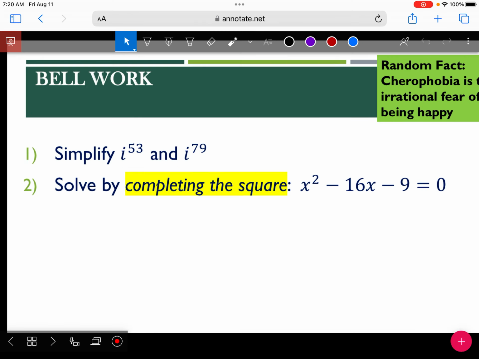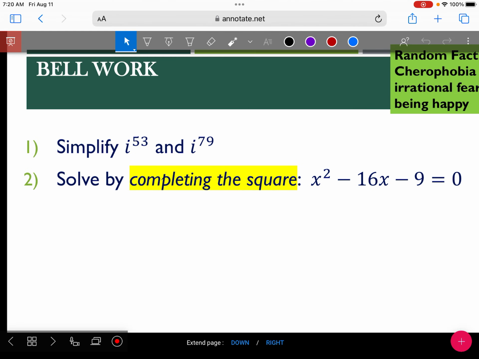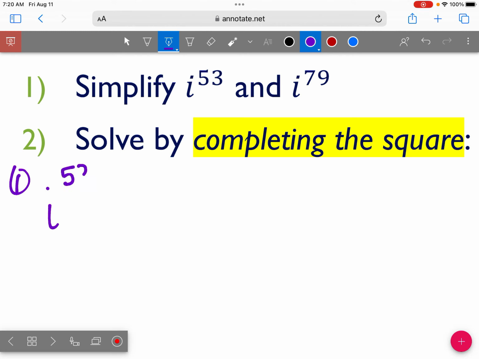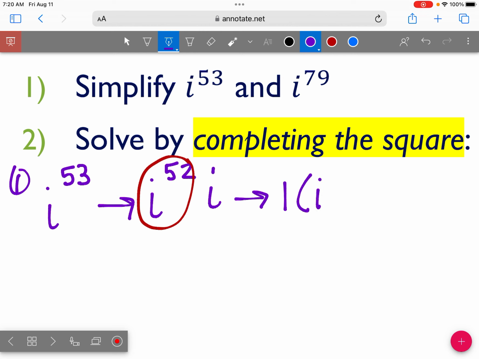And when we simplify a power of i, remember we're going to go to the highest multiple of 4. So if I have i to the 53, what's the highest multiple of 4 we can take out of 53? 52. So I'm going to break that apart to i to the 52 times i, because we know that every time we hit a multiple of 4, it equals 1. So that i to the 52 equals 1, and you're left with just 1 times i, or just i.